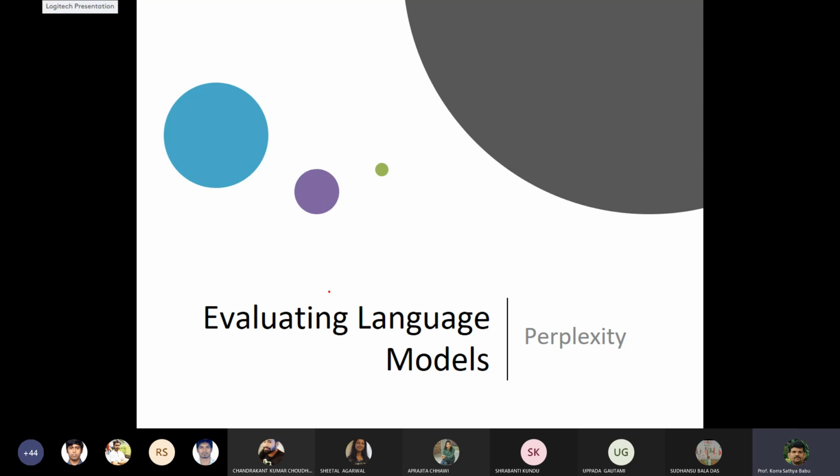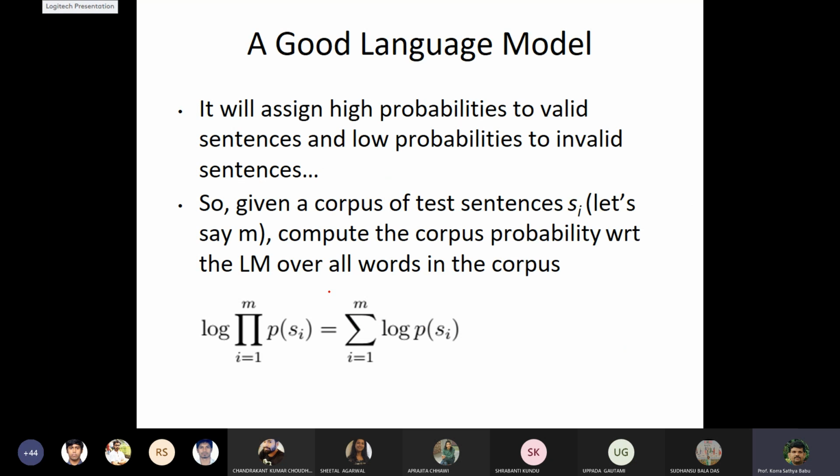What we try to do is that a good language model will assign high probabilities to valid sentences and low probabilities to invalid sentences. It means that if a sentence is syntactically correct for a language, the probability will be high. If it is syntactically not correct, or those particular sequences are less used in that language, then the probability will be less.